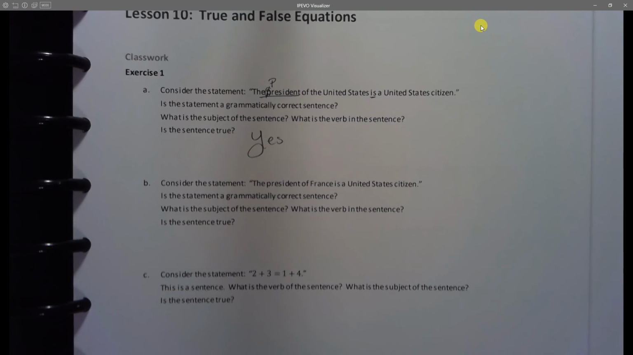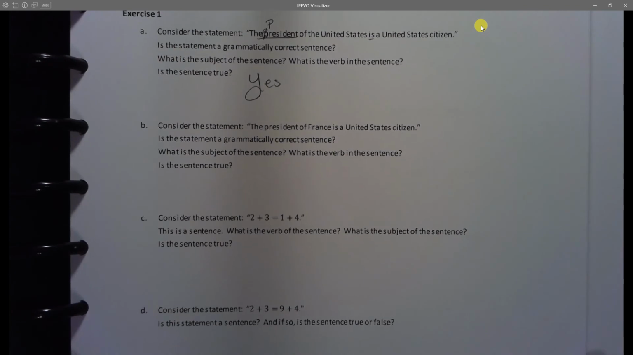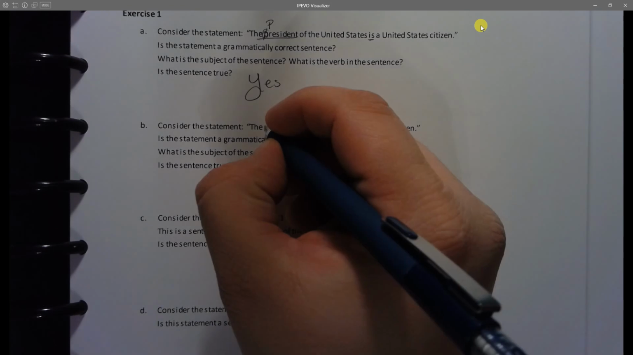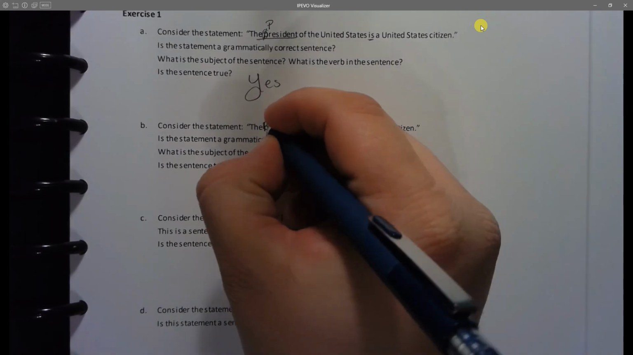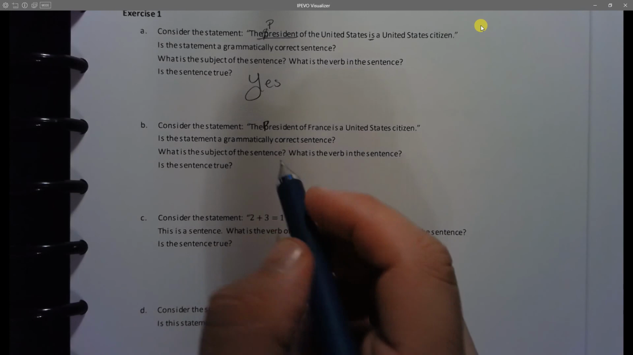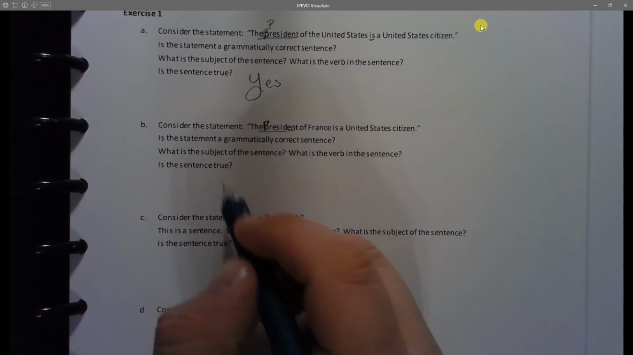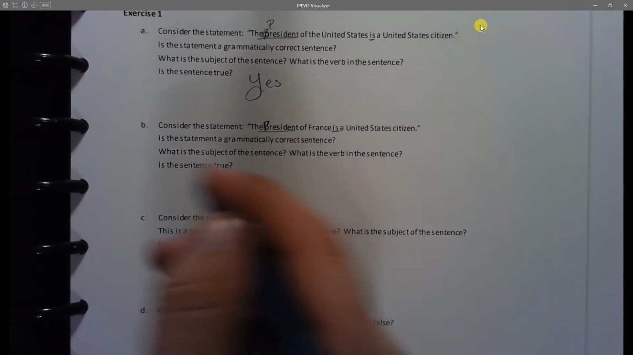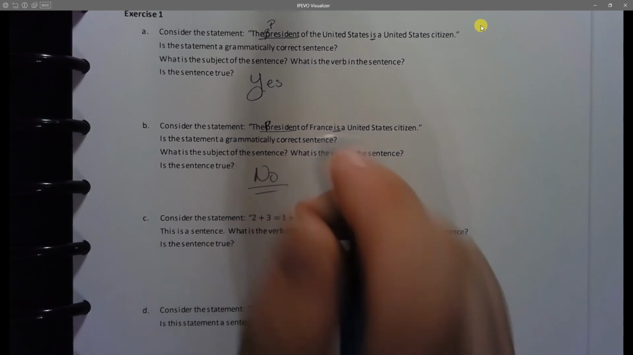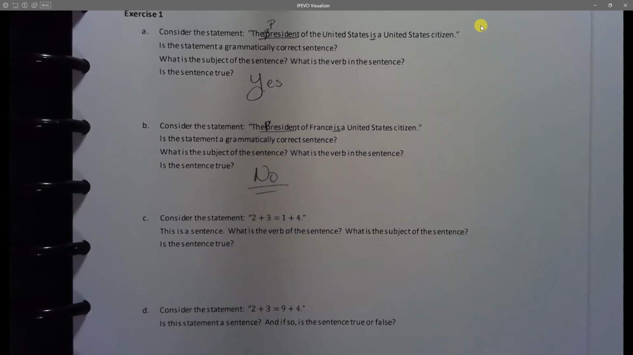Okay. Now look at B. The President of France is a United States citizen. Is the statement grammatically correct? Again, I would say that should be a capital P. We're talking about a person here, the President. All right. What is the subject of the sentence? President. What is the verb in the sentence? Is. Is this sentence true? No. The President of France cannot be a United States citizen. It's not a true statement.